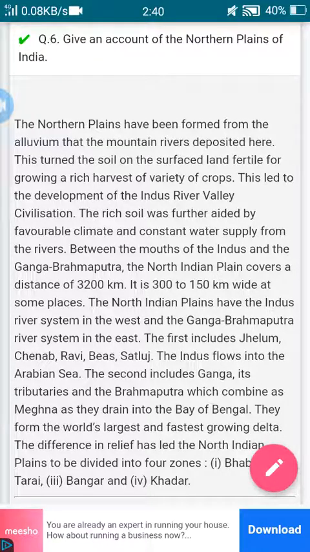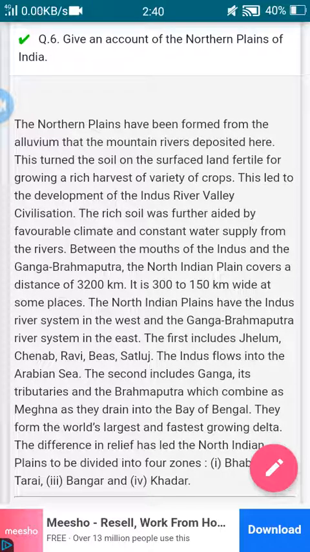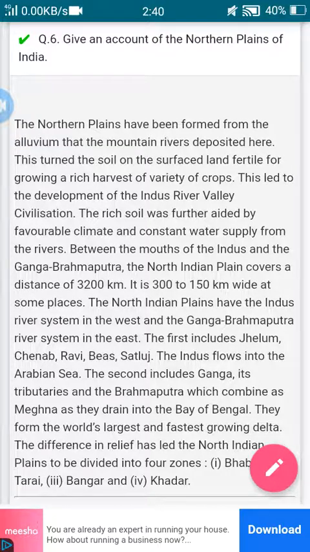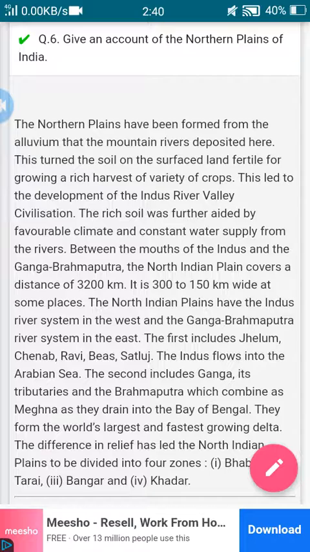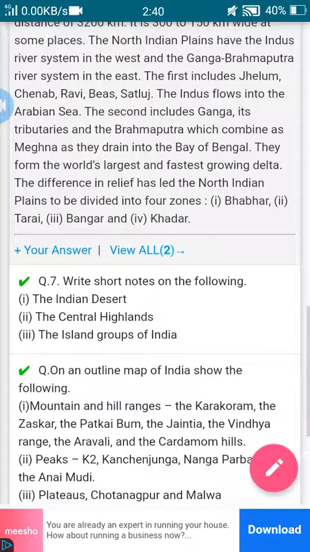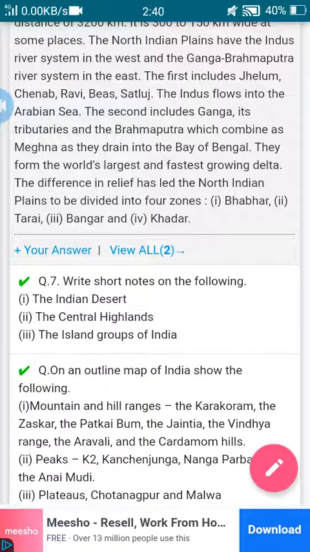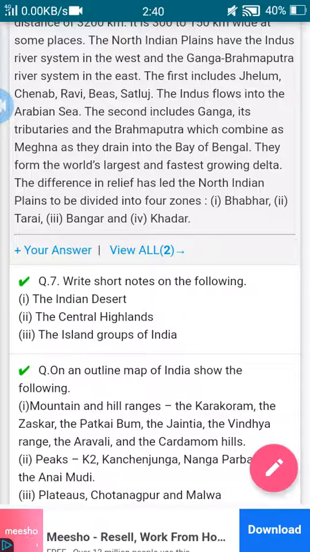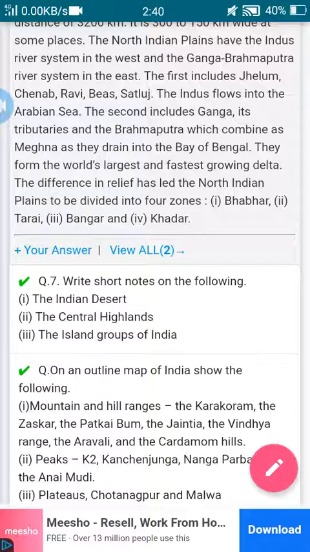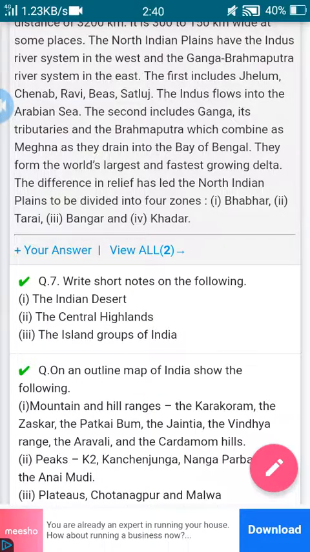The difference in relief has led the North Indian plains to be divided into 4 zones, that is Bhabhar, Tarai, Bangar and Khadar. Let's move to the next question.